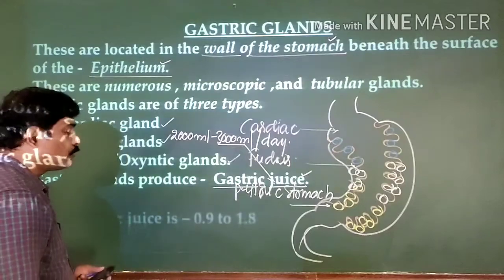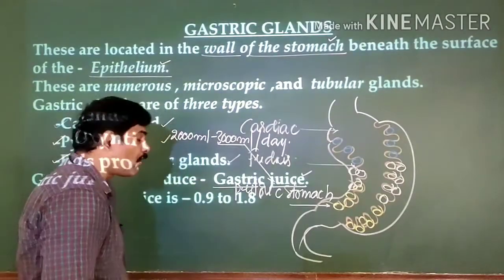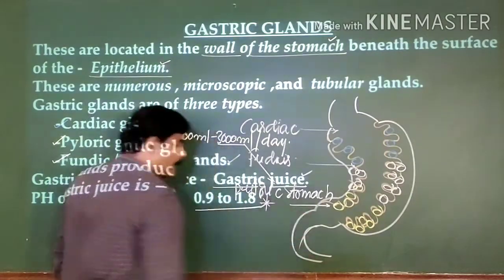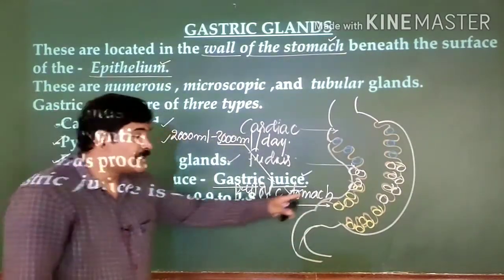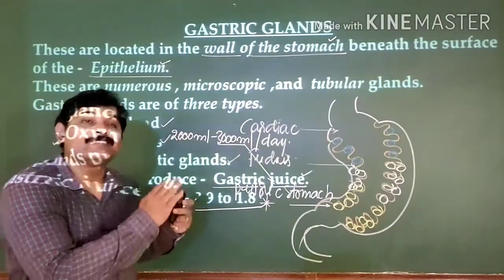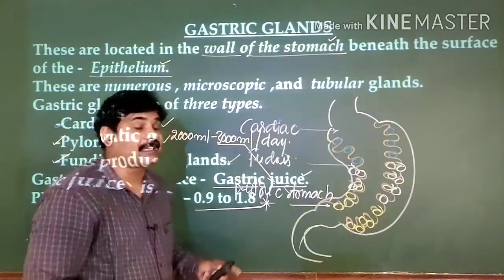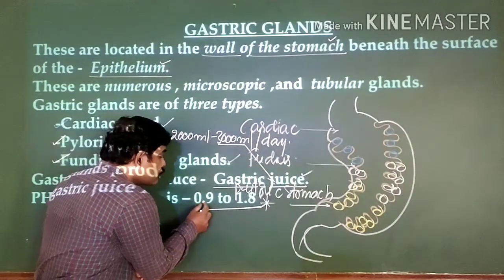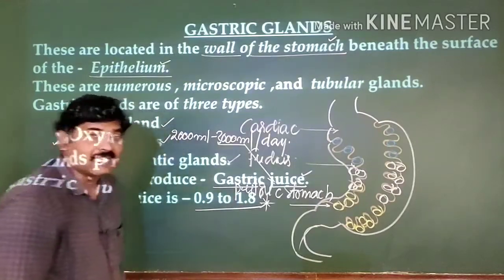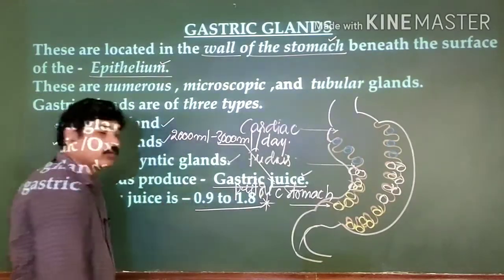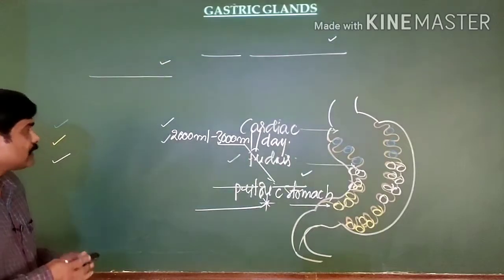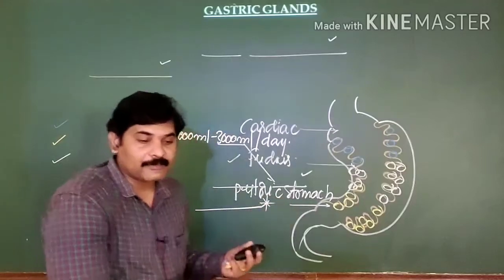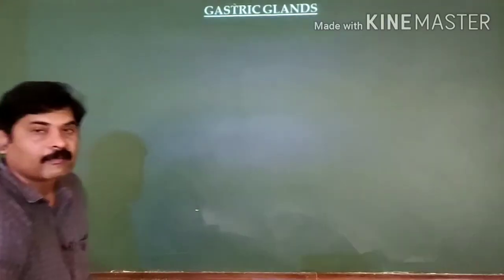This gastric juice has a pH of 0.9 to 1.8. It is a very important thing. That means the acidity of this gastric juice is very high. It is a highly acidic juice, because the pH value lies between 0.9 and 1.8. So this is an important point to be noted. As I said, the gastric glands are of various types and are present in various places. Let us see now.